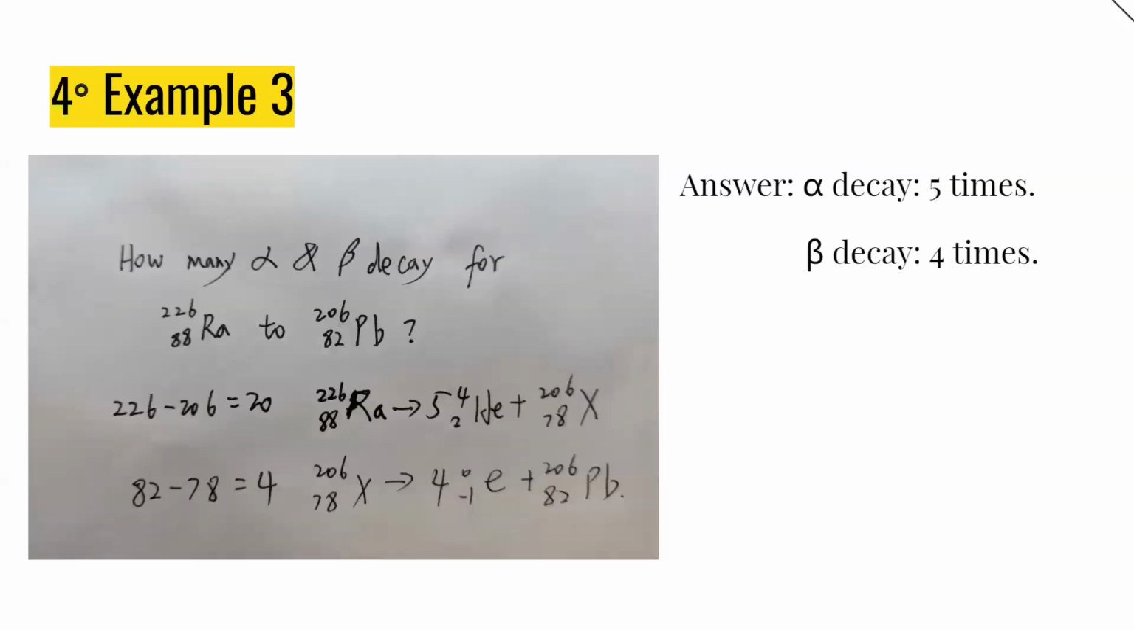And example 3 is: how many alpha and beta decays are needed for Ra to undergo the nuclear reaction to Pb?